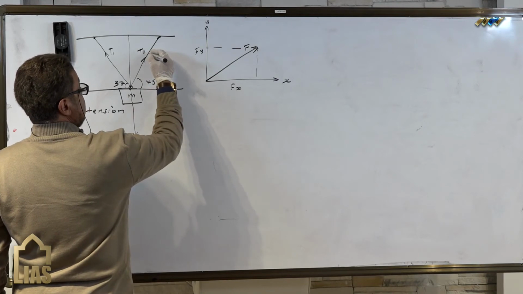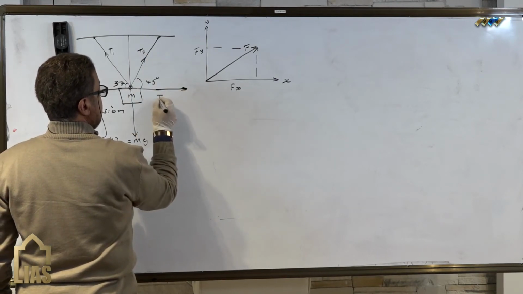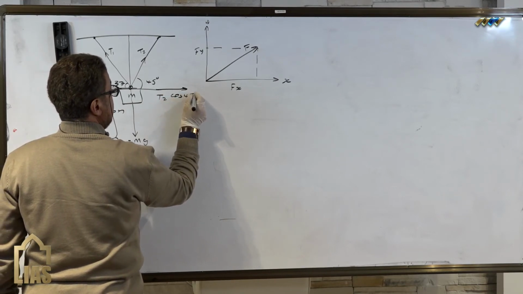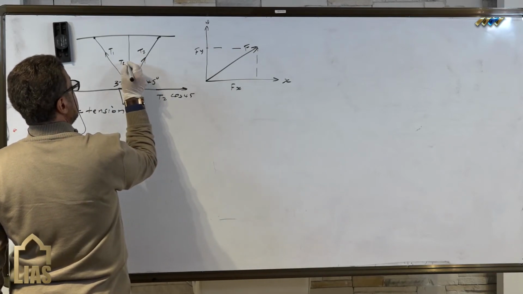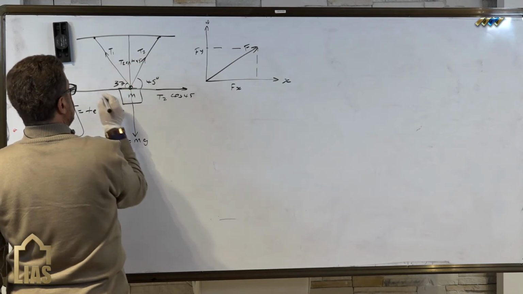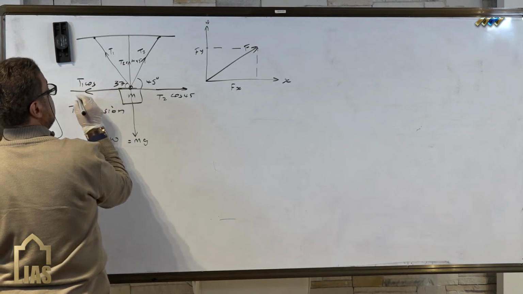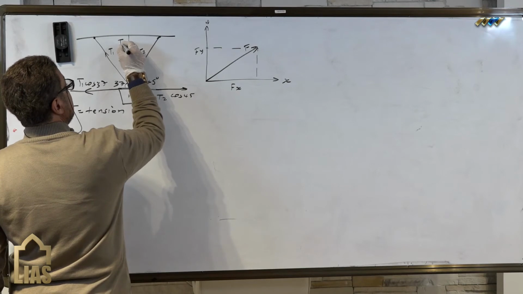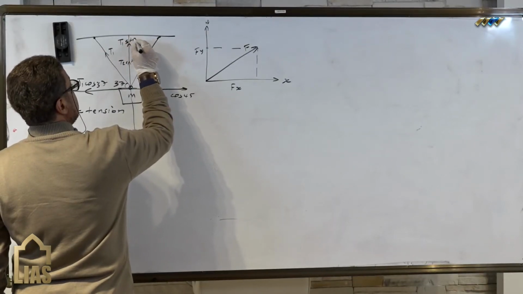We have to analyze the tensions into components. Here we have T2 cosine 45 and T2 sine 45. The same thing on the other side: T1 cosine 37 and T1 sine 37.